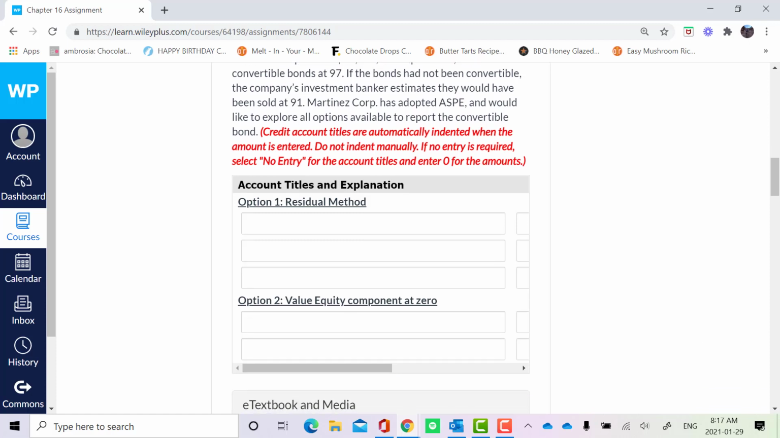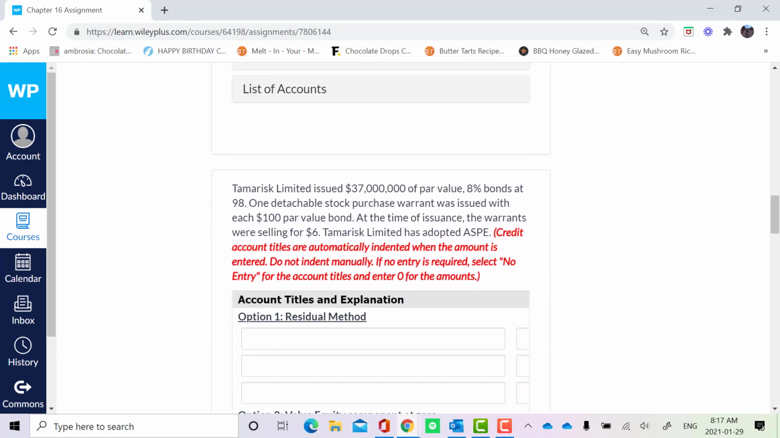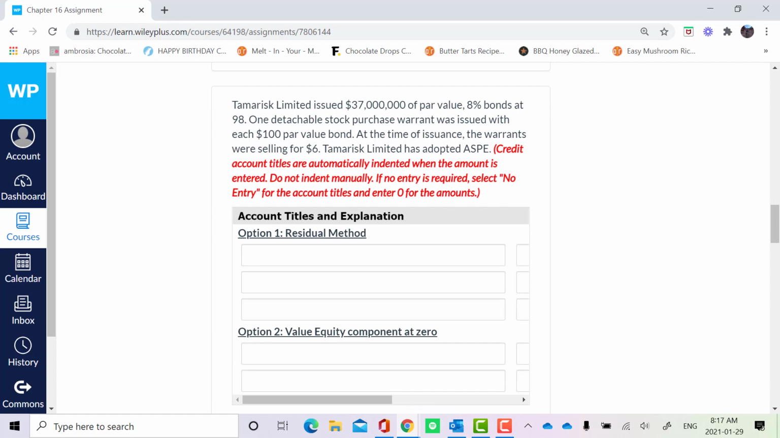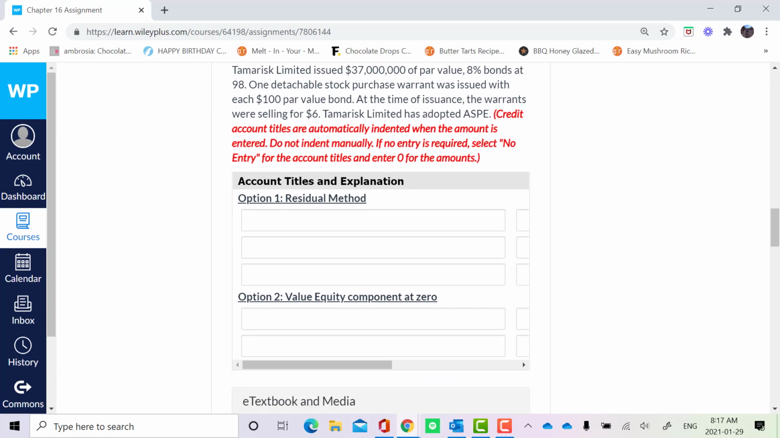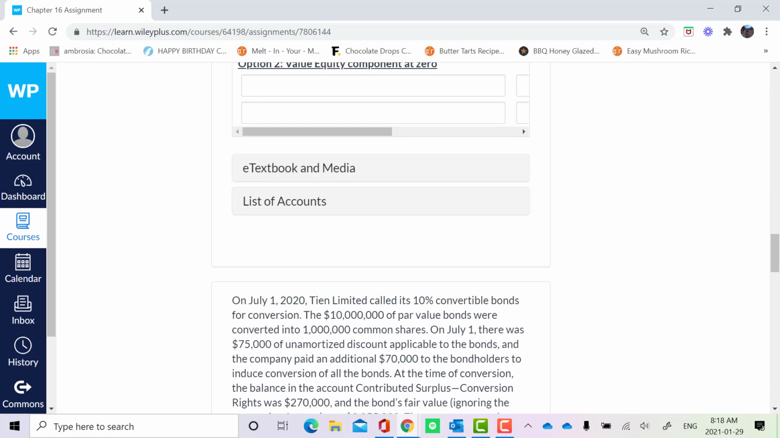And in option two, you just assume the contributed surplus is zero, so whatever funds you raise goes to the bond. So relatively straightforward. This one's exactly the same. Again, it's warrants instead of conversion feature, but the accounting is exactly the same.